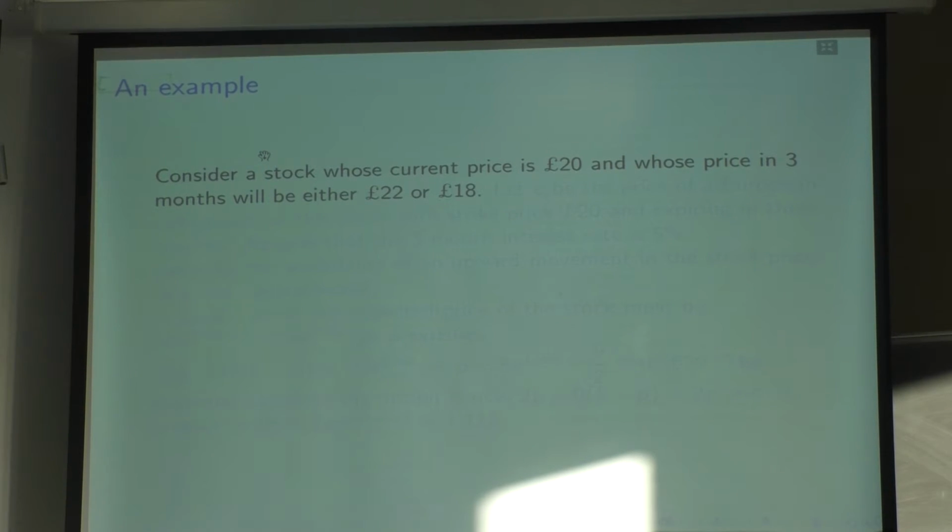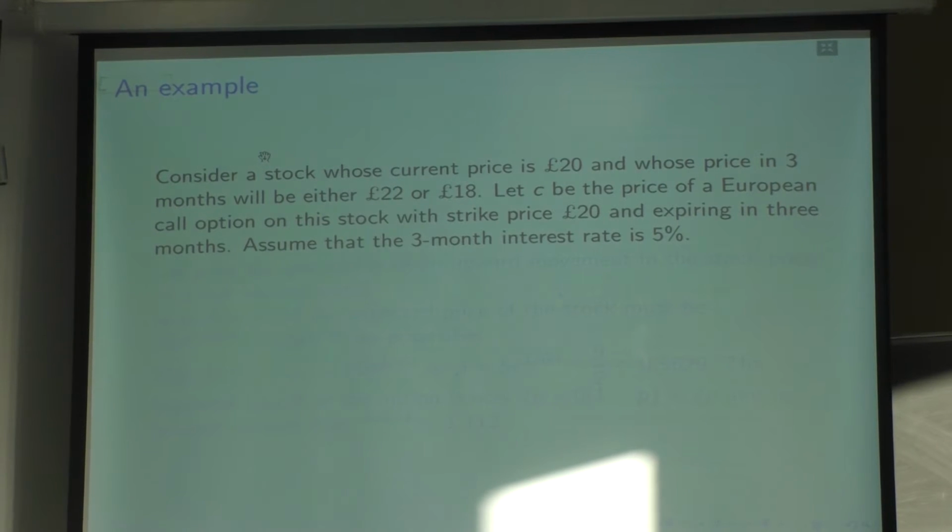Let's have a look at an underlying asset, some shares in some company whose current price, the spot price, is £20, and in 3 months the price is going to go up to £22 or down to £18. And let's suppose that we're looking at some European call option on this stock, which expires in 3 months, and has a strike price of 20. Let's draw a picture of that.